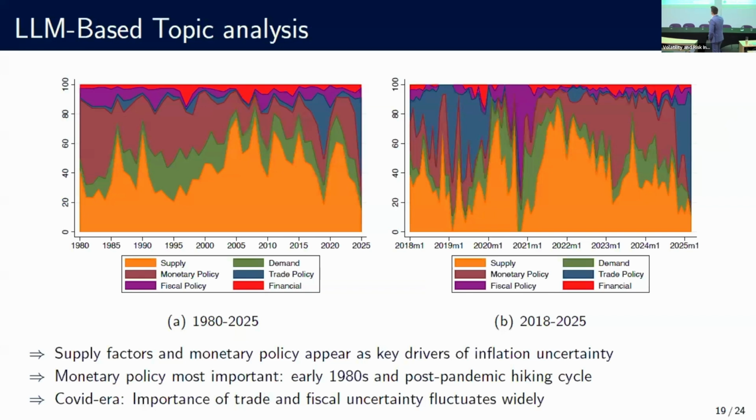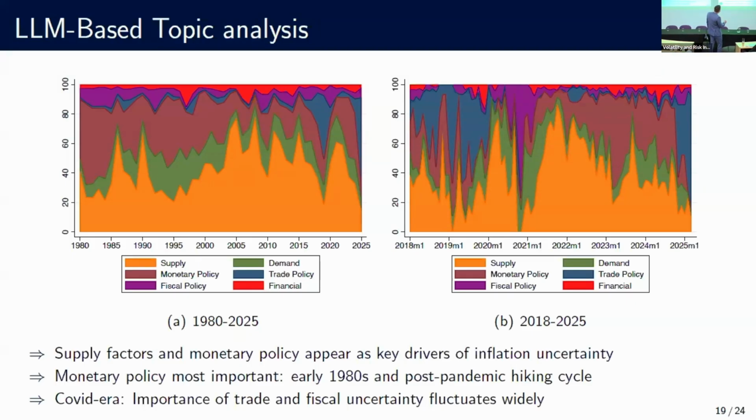So here's how this looks in the time series. On the left, I started in 1980. Here on the right, this is really focusing on the post-COVID era. You see on the left here, supply factors are overall very dominant in driving inflation uncertainty. The other thing that shows up here as quite important is monetary policy. In particular, in the 1980s up to 2000, monetary policy was very important for inflation uncertainty.